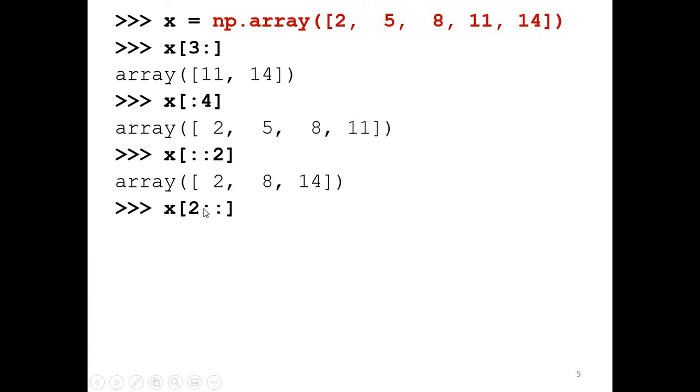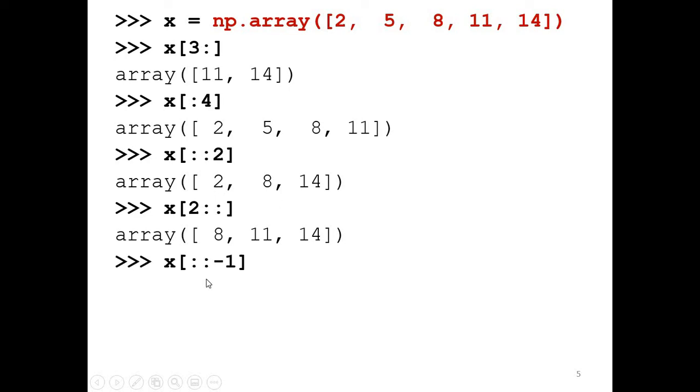Okay, if you write [2:], that means you begin from index number 2, go until the end, and no step size is given, so step size is 1 by default. So it will give you 8, and then 11, and then 14.